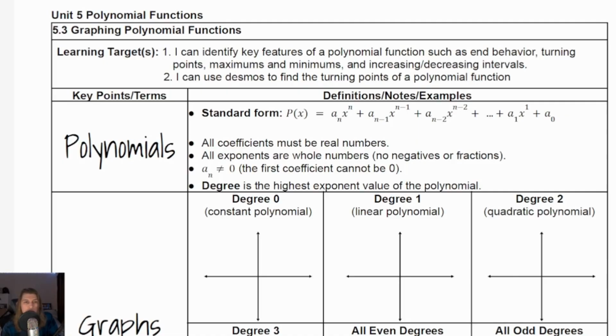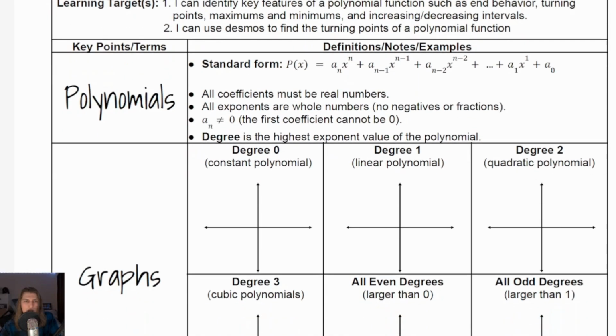We also say that our very first coefficient cannot be 0. That kind of makes sense because if this was x to the 5th, but you put a 0 in front of it, it's not really a 5th degree polynomial. It's going to be less than that. And then lastly, we have our degree is the highest exponent of the polynomial. So again, if this is x to the 5th, then our degree is 5.